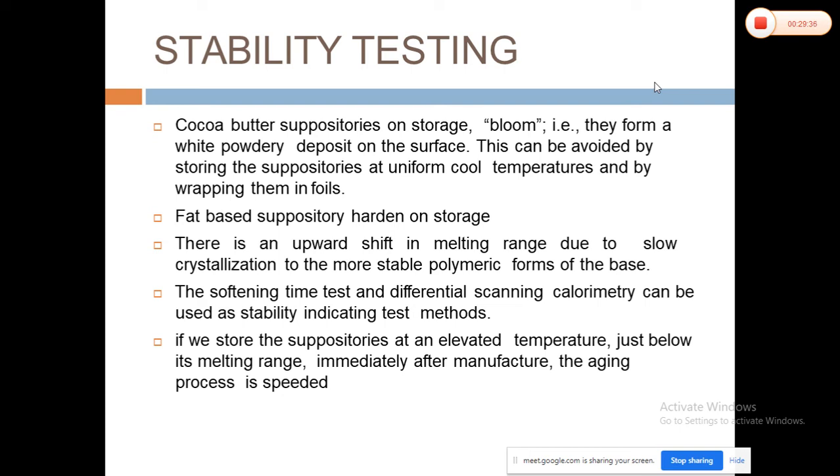There is an upward shift in the melting range because of the slow crystallization to more stable polymeric forms of the base. We have discussed in base selection also the polymeric forms of suppositories, how they will affect, especially the cocoa butter suppositories. If you have melted them above their melting range, it will convert into their beta form, and that beta form will ultimately change all the physiological conditions.